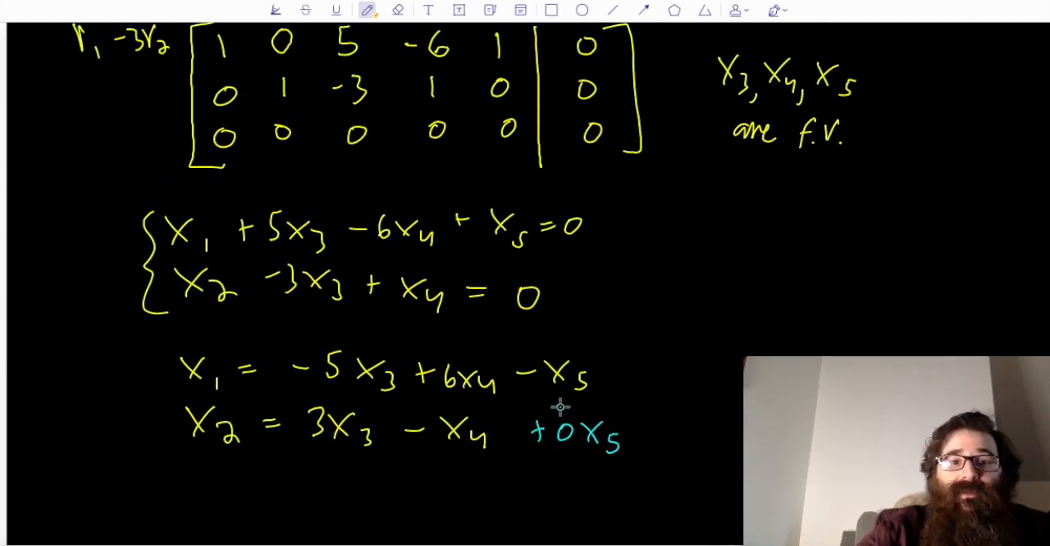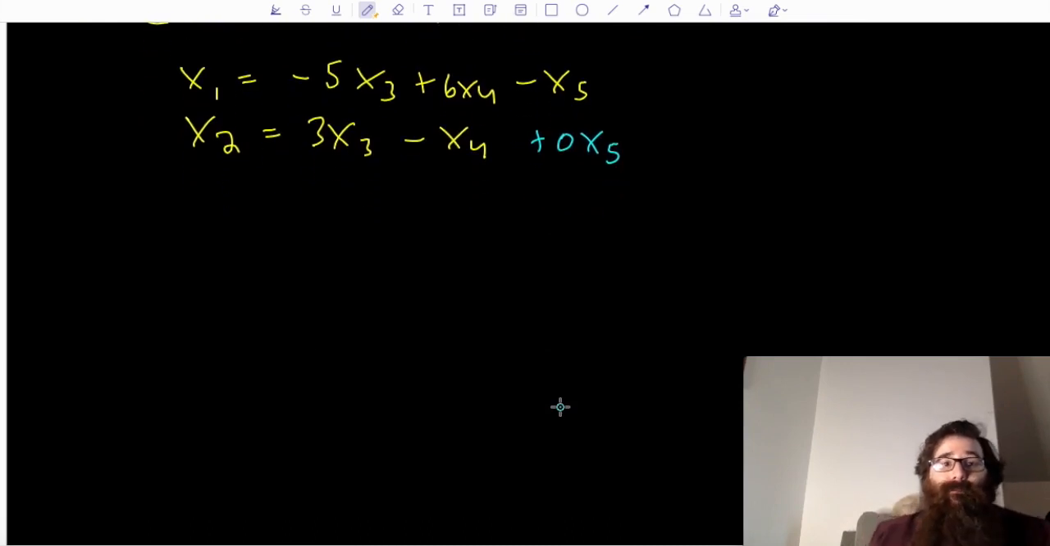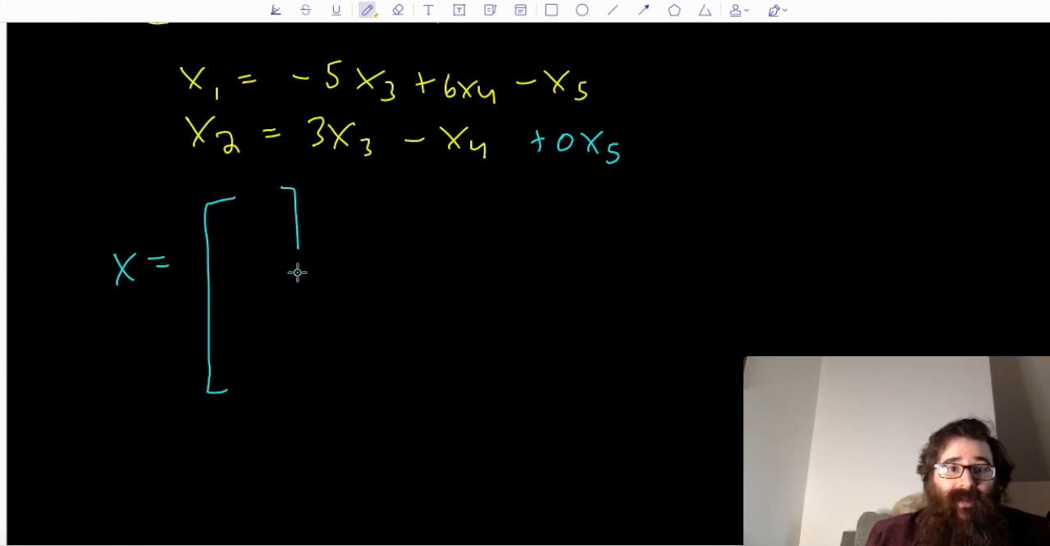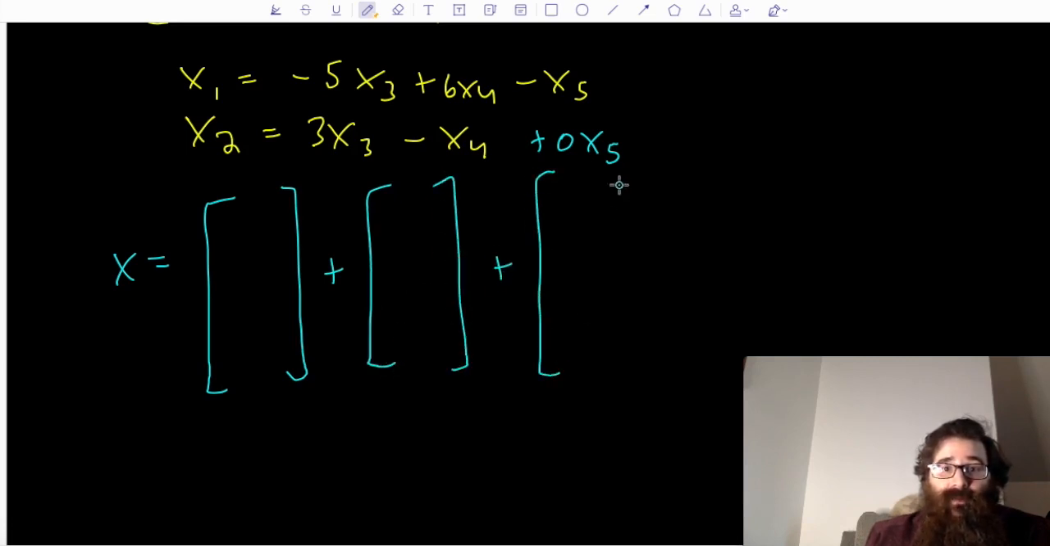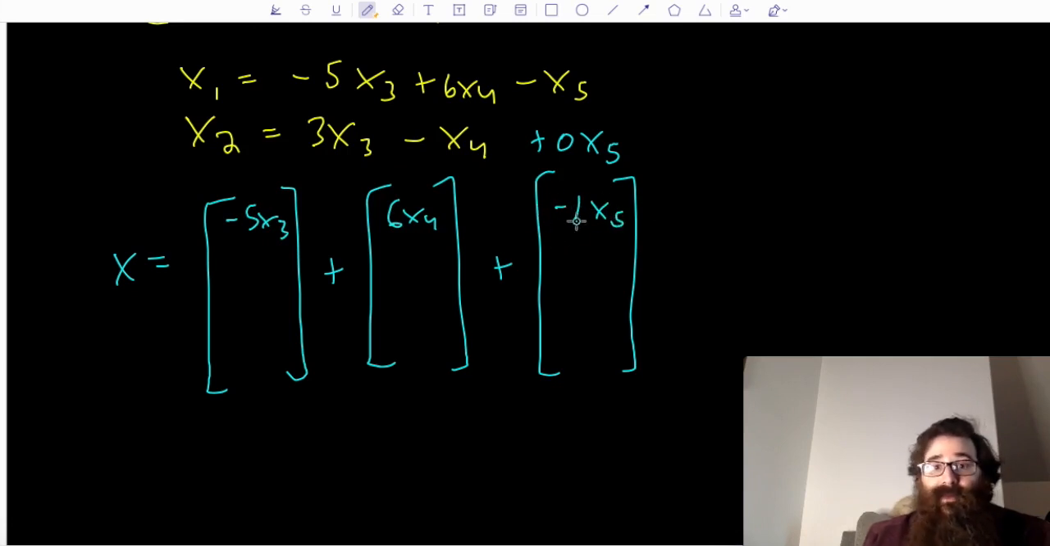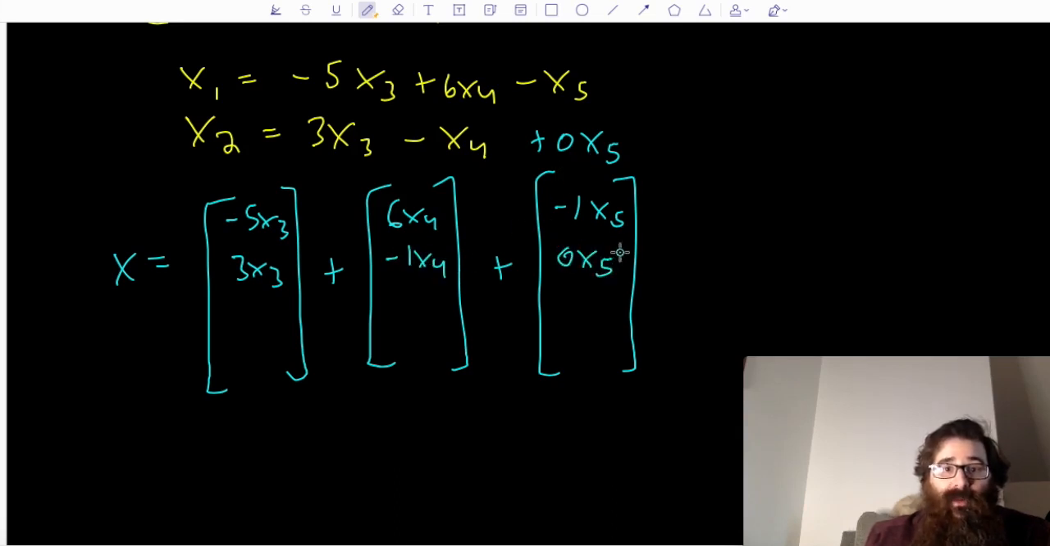And then remembering that x sub 3, x sub 4, and x sub 5 are the free variables, we can start to build this parametric description. So x is equal to a vector that relies on x sub 3, plus a vector that relies on x sub 4, plus a vector that relies on x sub 5. The very first entry is x sub 1, right across the top. And x sub 1 is a negative 5x sub 3 plus a 6x sub 4, and then a negative 1x sub 5. I like to write the 1 in just so I can help build that numerical vector a bit easier. X sub 2 is the second entry. That is a 3x sub 3, a minus 1x sub 4, and then no mention of x sub 5, so that's got to be a 0x sub 5.